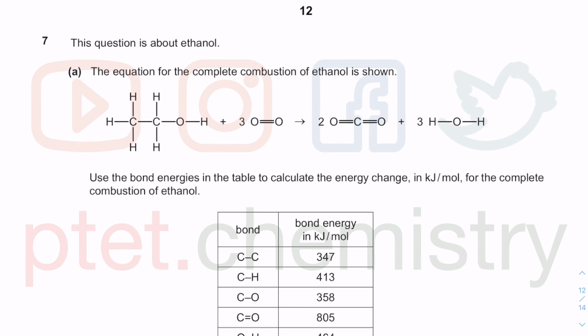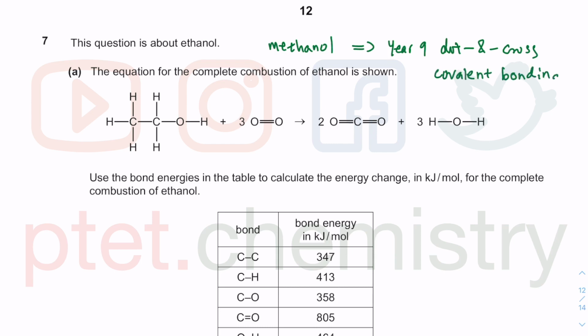Question 7, this question is about ethanol. So we know this is ethanol. It comes from a family which is related to methanol, which are definitely alcohols. Alcohols are flammable. Methanol is in the year 9 dot and cross for the covalent bond under simple covalent molecules, and that was part of the syllabus. Well, ethanol is this. It's got 2 carbons instead of 1 carbon, CH3OH for methanol.